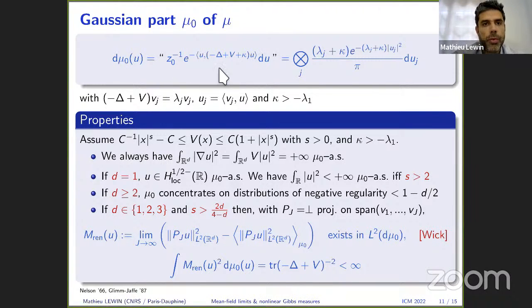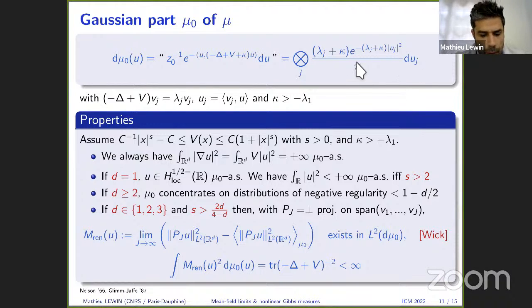So we will assume that V is a confining potential, so that there is only discrete spectrum. And then we look at eigenvalues of minus Laplace plus V, as well as eigenfunctions. And we define this measure as this tensor product of Gaussians in each of the spectral subspaces. Okay? So for this to make sense, it's obvious that we need that lambda 1 plus kappa is strictly positive. So we have to take kappa strictly bigger than minus lambda 1.